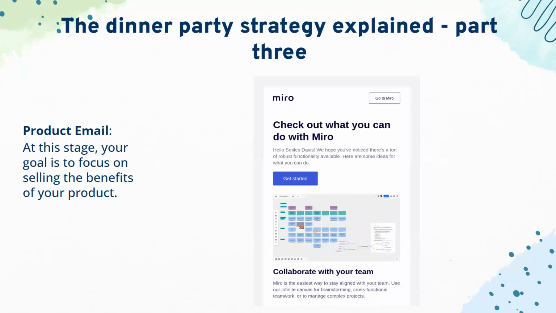Now, step three is the main dish. So how does this translate to our dinner party strategy? This is what we call the product email. At this stage, we send an email to the customer that focuses on selling the benefits of our product. As a rule of thumb, when you are sending a product email, it is always advisable to focus on your top three benefits. Most products have different features you are selling, but focus on the top three benefits or top three features when sending your product email. And it's always expected that there should be a call to action at the end of your email.